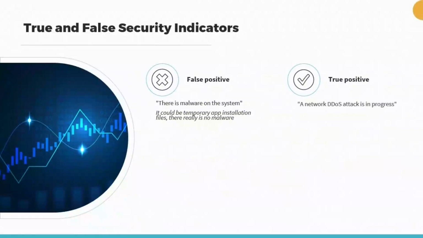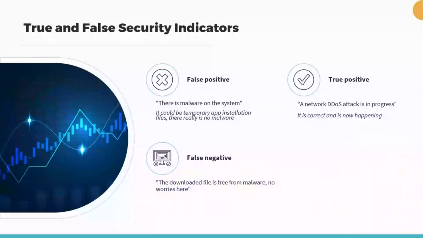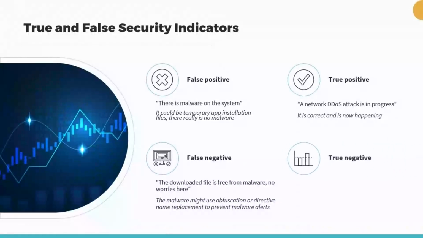Another variation is a false negative, such as the downloaded file is free from malware. No worries here. However, the malware might use some kind of technique, some kind of obfuscation or directive name replacement in file headers to prevent malware detection. Then we have a true negative, such as network traffic volume looks normal. No problem here. So activity is determined to be acceptable in this example, and it really is.